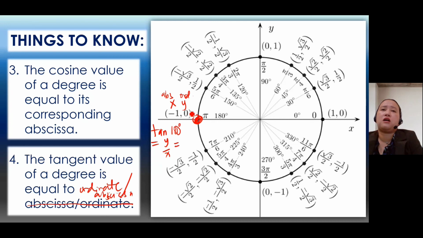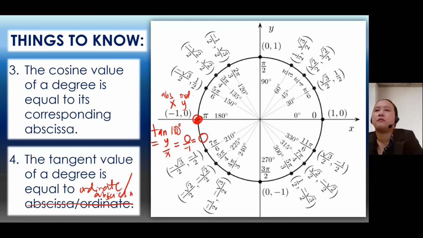So y is 0, x is negative 1. Therefore, tangent of 180 is 0. You can try to check it in your calculator, but then you have to change the mode. It should be degree. So tangent of 180, the answer is 0.